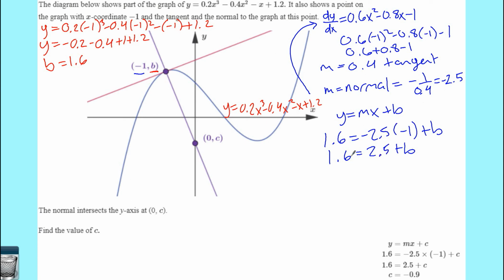So now we subtract that and we get negative 0.9. So our b value is negative 0.9, which represents our y-intercept, if you remember. Okay. So we now have our b, so we do have the equation of the normal being this.